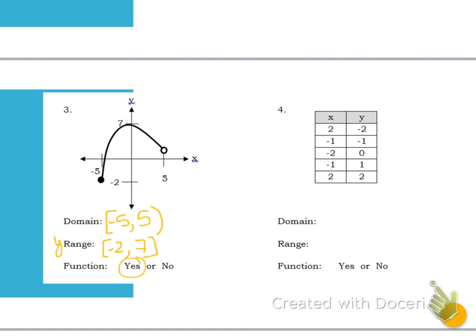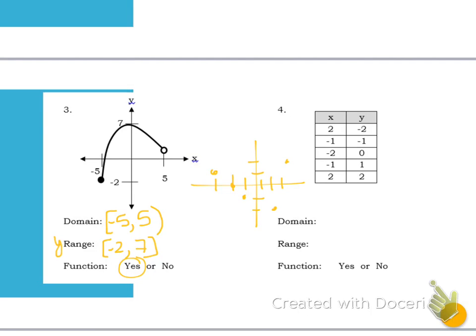Okay, my next one here, it's kind of all over the place. So let's go ahead and graph it so we can figure out what's actually happening, so I have an idea of where I'm going. So I have 2, -2. I have -1, -1. I have -2, 0. I have -1, +1. And then I also have 2, 2.